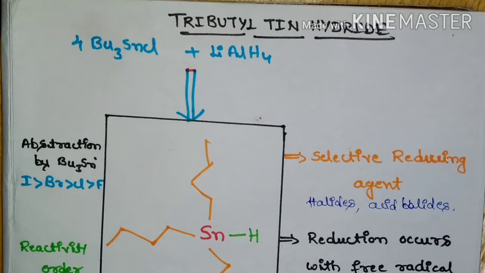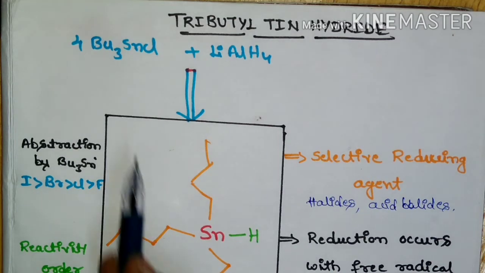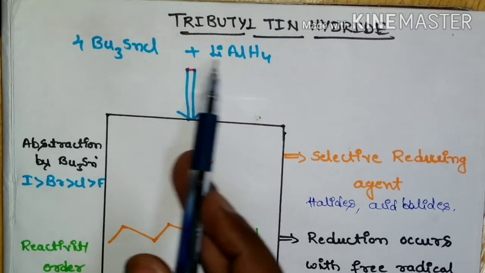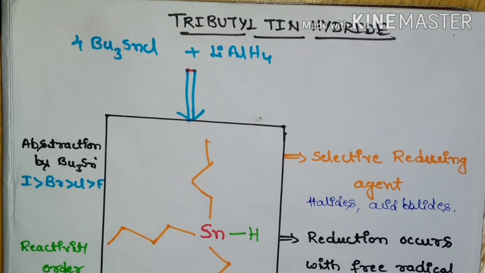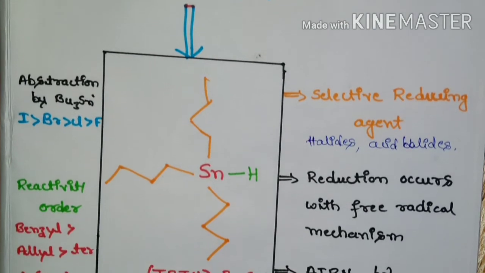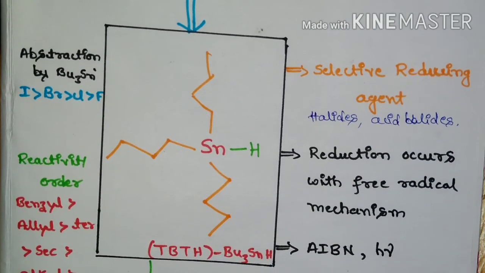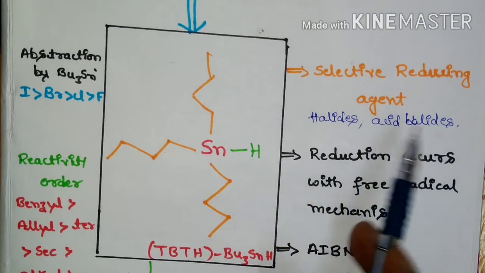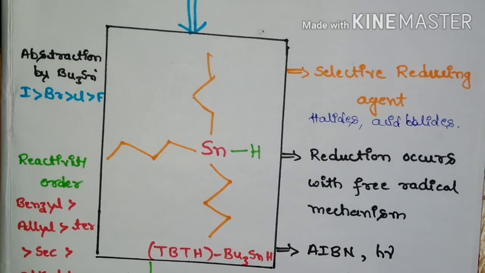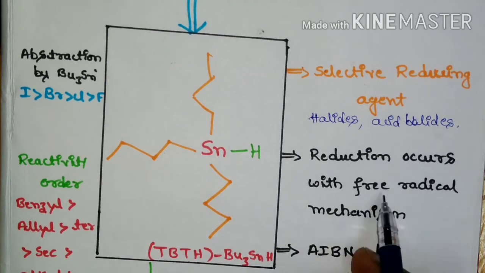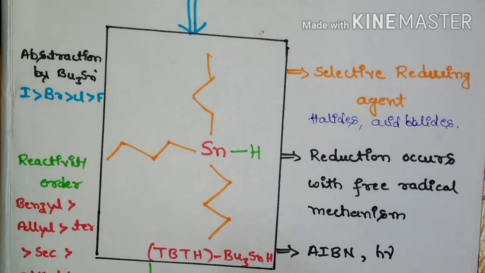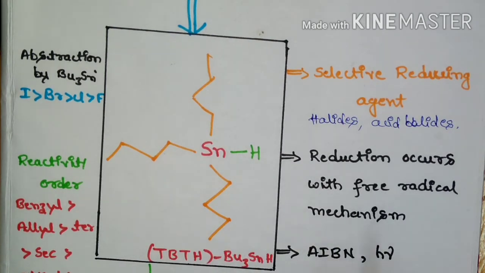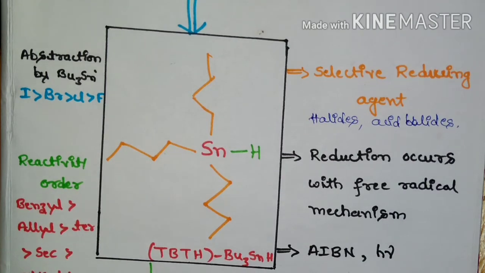if you see the preparation, this tributyl tin hydride is prepared from tributyl tin chloride treatment with lithium aluminum hydride, and this is the structure of tributyl tin hydride and it is abbreviated as TBTH. And since it is a selective reducing agent, the reduction occurs with free radical mechanism. So whatever the reduction it is going to do, that takes place through the free radical mechanism.